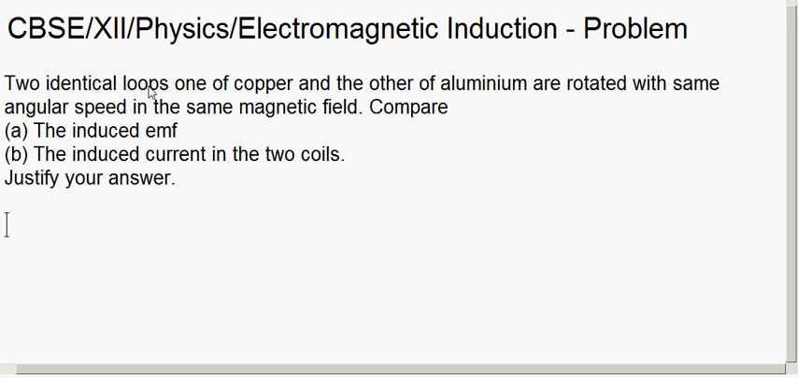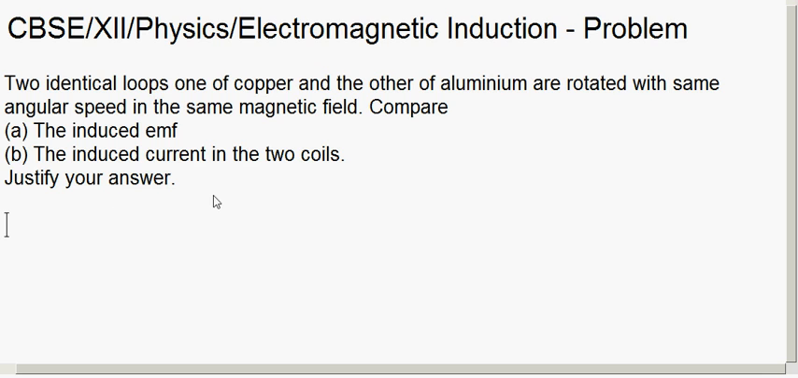Let's read it once again. Two identical loops, one of copper and the other of aluminium, are rotated with same angular speed in the same magnetic field. Compare the induced EMF, the induced current in the two coils. Justify your answer.